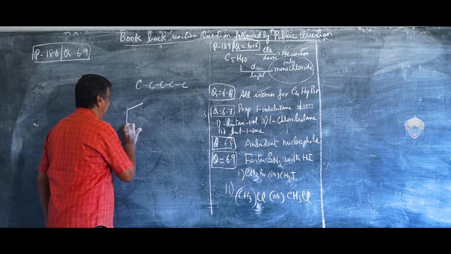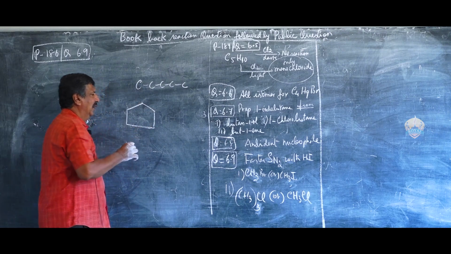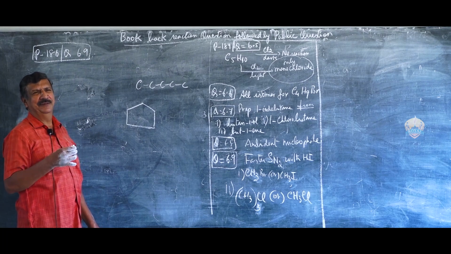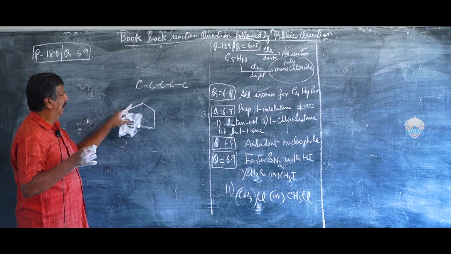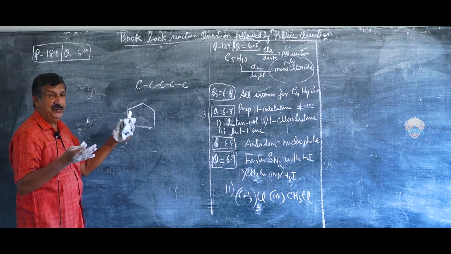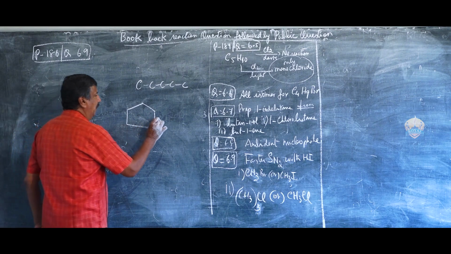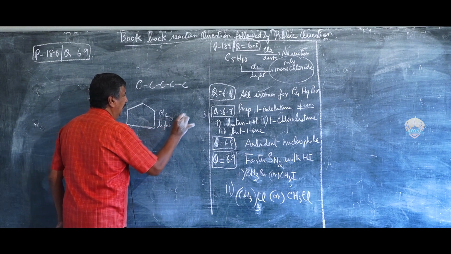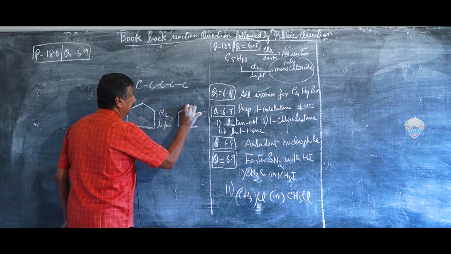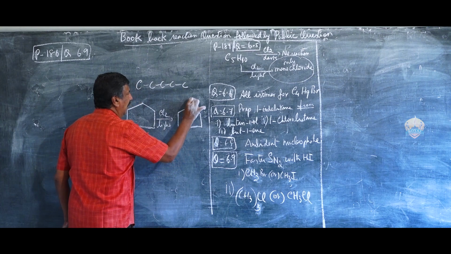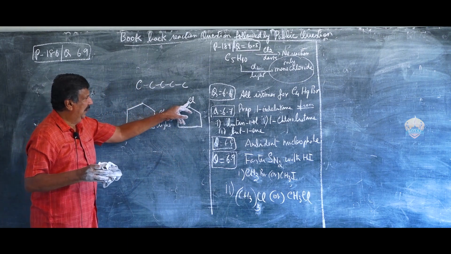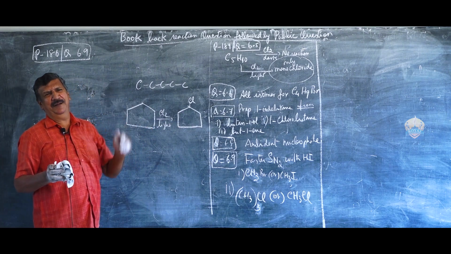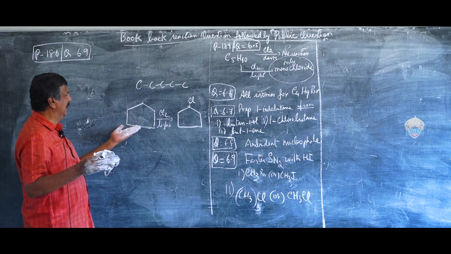Like this. You see, this is a similar hydrocarbon, of course cyclic. In all carbons, we are having CH2. When you treat with chlorine in the presence of light, this is the answer. That's all. Here or here or here, anywhere, all are similar.